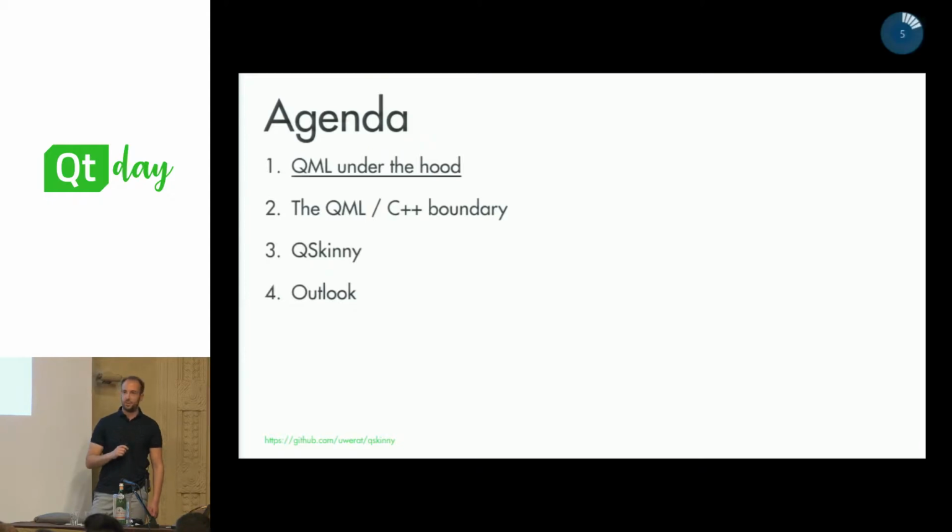So let's start with QML under the hood. How do we go from the QML elements that you write to really the pixels on the screen?